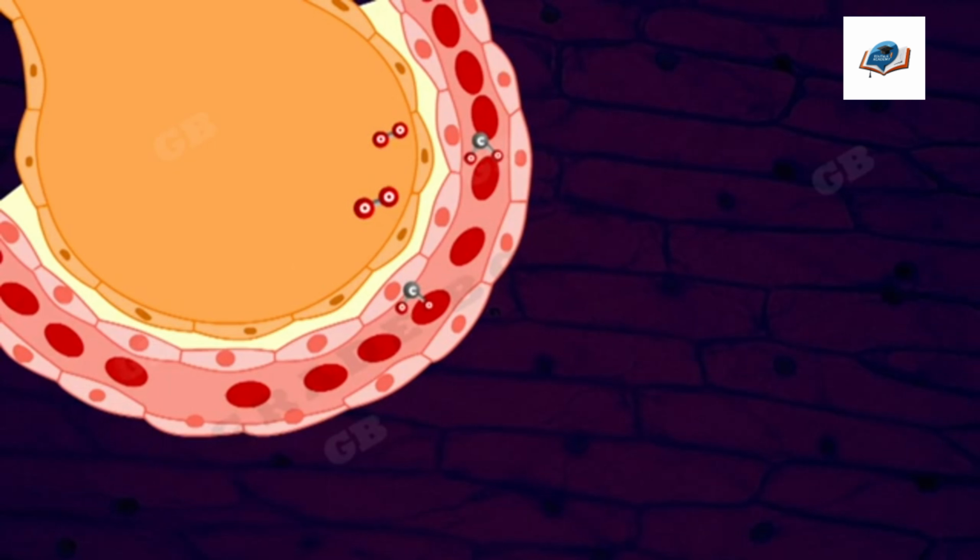The simple, flat structure of simple squamous epithelium makes it ideal for this purpose because it allows oxygen to easily cross into the blood. Similarly, carbon dioxide from the blood must pass through these thin walls to enter the alveoli, where it is then exhaled from the body. So this effective exchange is possible because of the thinness of the simple squamous epithelial tissue.